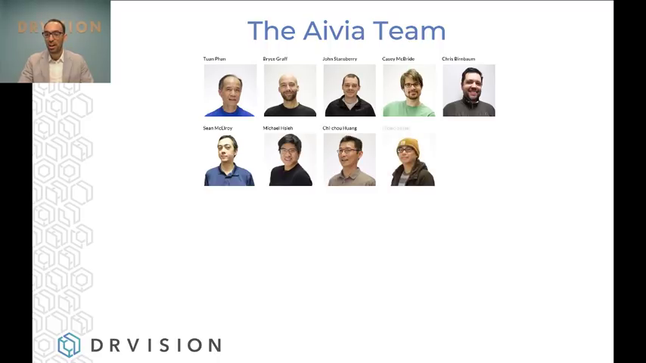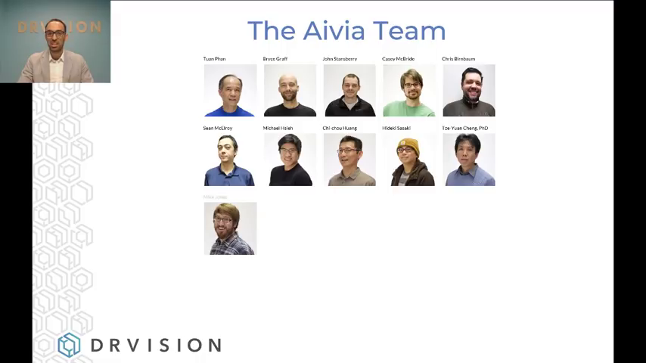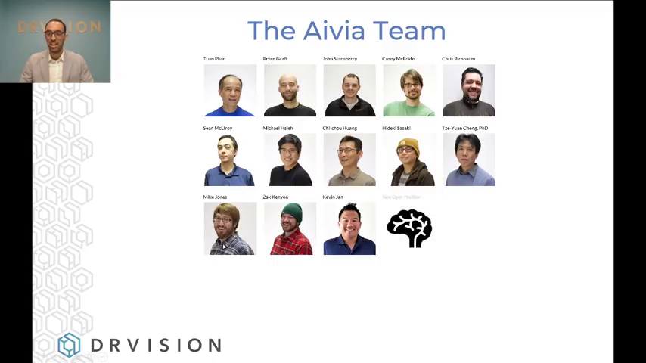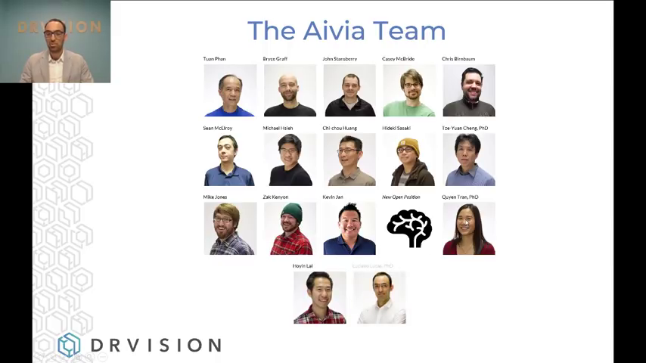On the top row and most of the second row is the software engineering team. Then we have the algorithm engineering team that Mike is part of. And then the customer-facing team that starts here with Kevin. We have Quinn, whom you've seen a moment ago, Hoyen, who is the product manager, and myself.